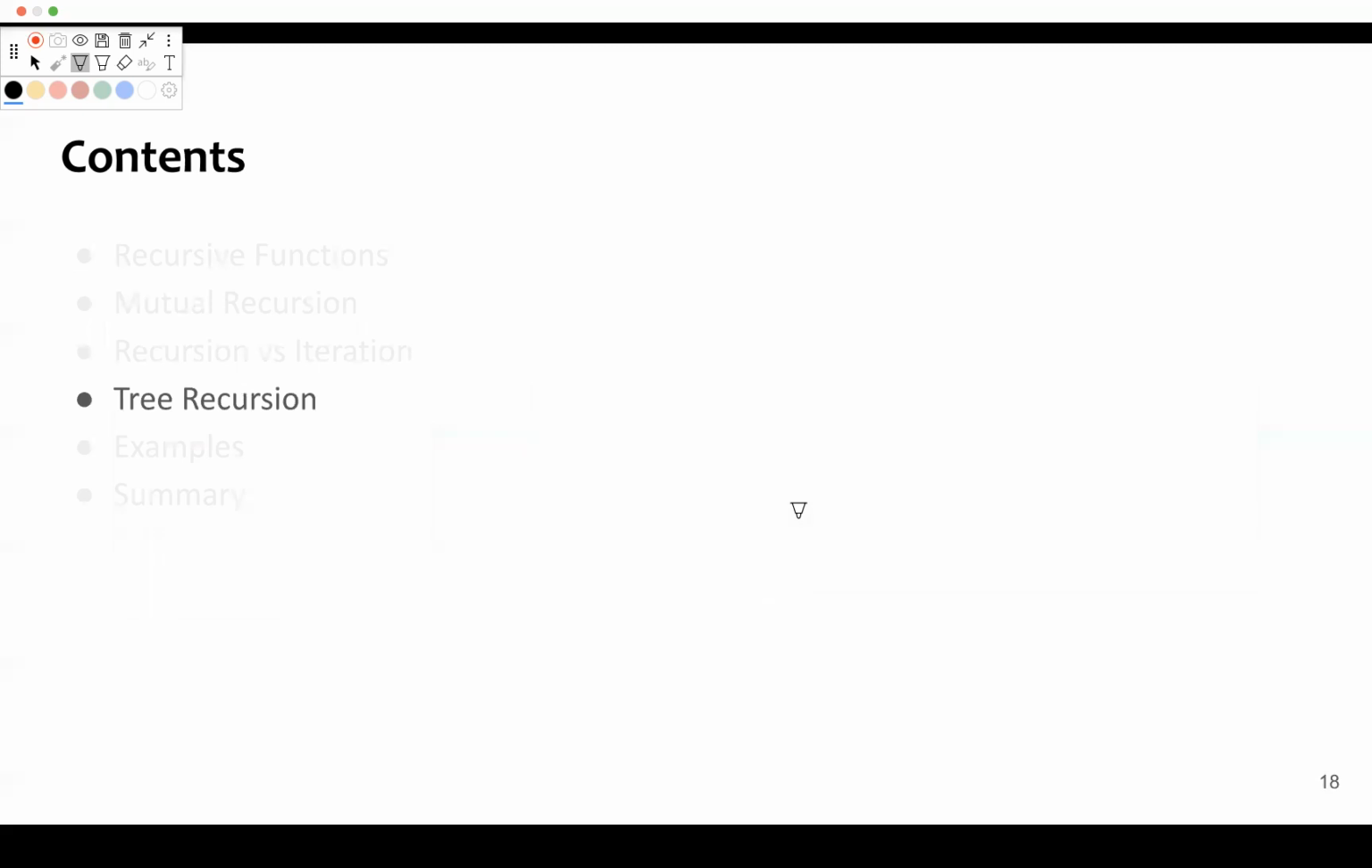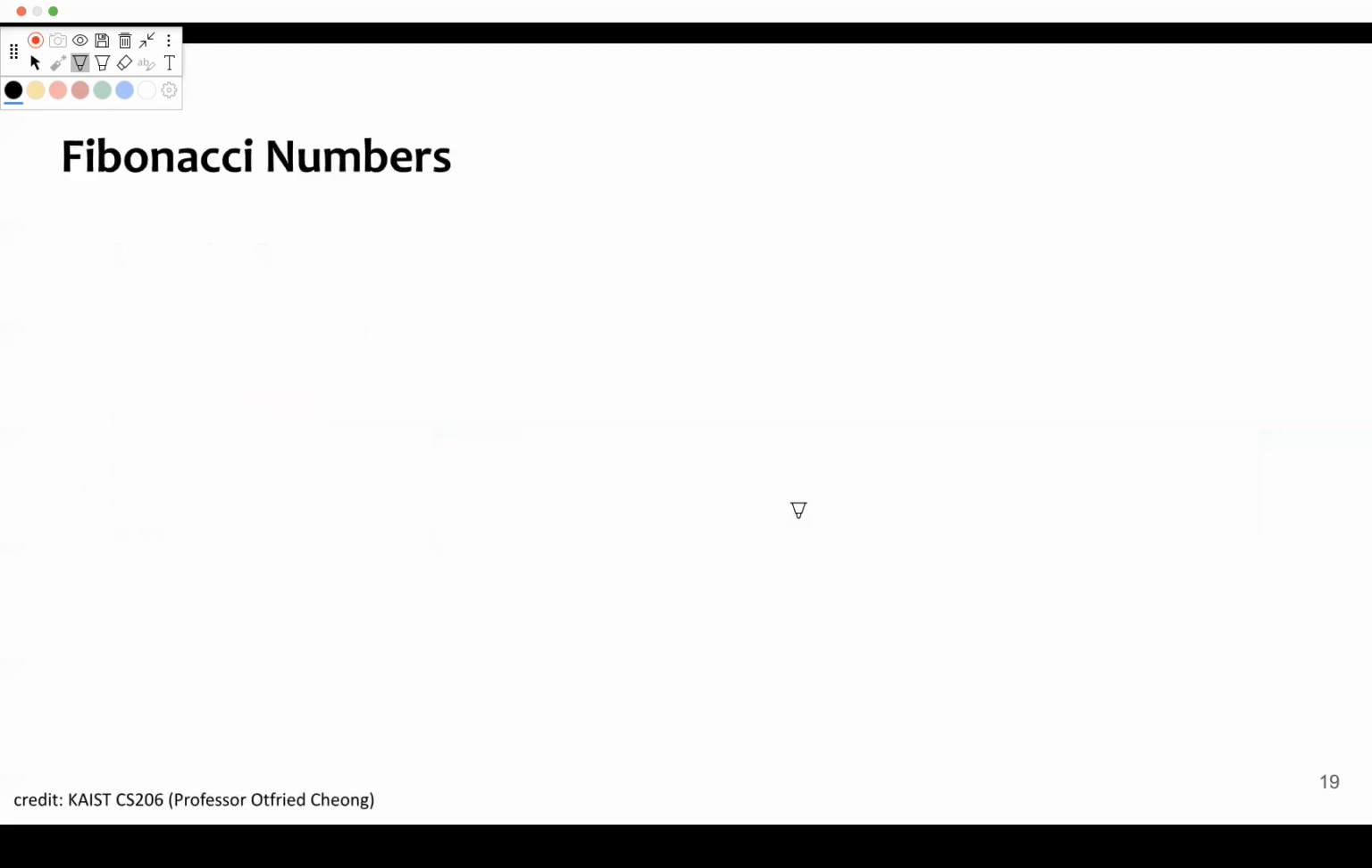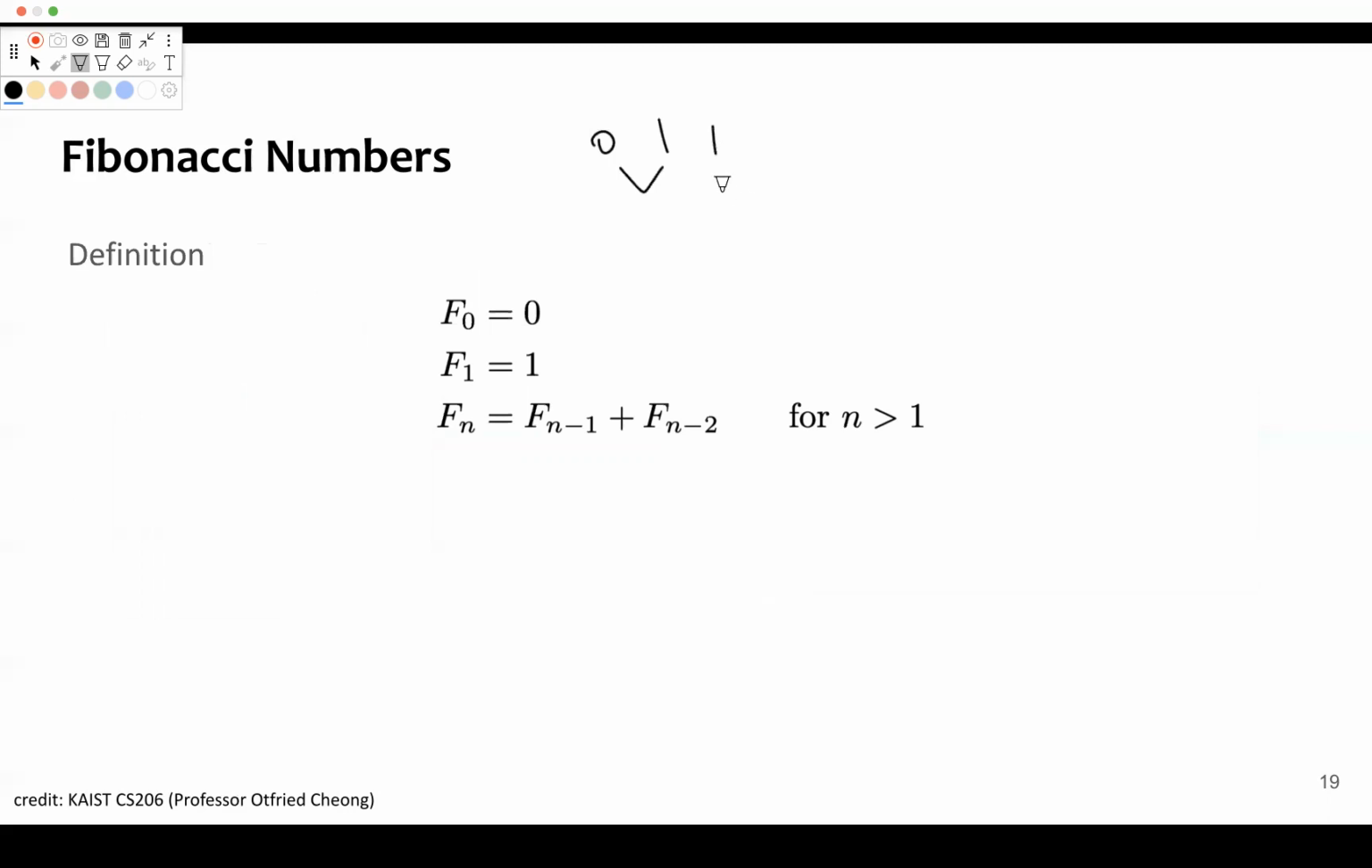All right, next we are going to talk about tree recursion. Here we are going to have a look at Fibonacci numbers. The definition of Fibonacci numbers is this. So the first number is 0 and the second number is 1. And the third one is the sum of these two, so it's going to be 1. And the fourth one is the sum of these two, and it's going 2, 3, 5, 8, 13, like this. So this is what Fibonacci numbers are.